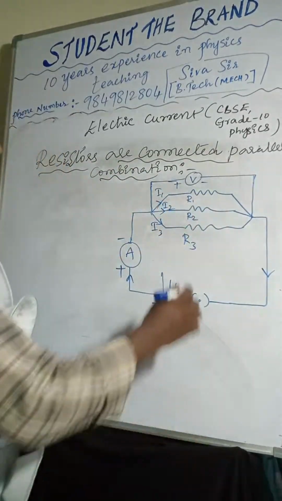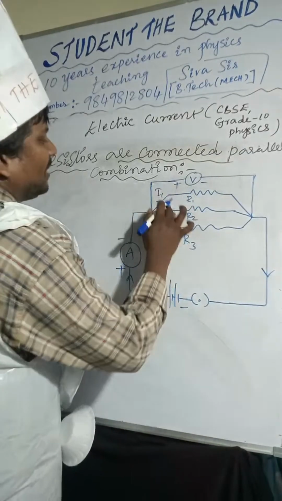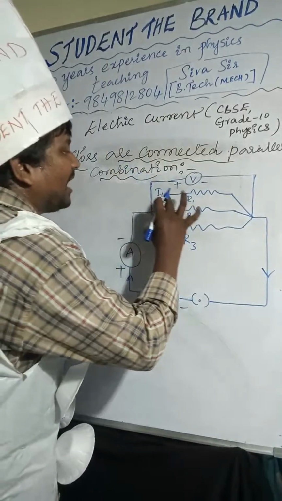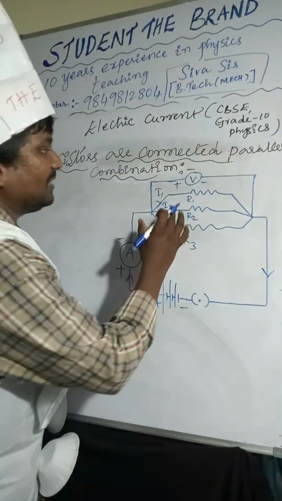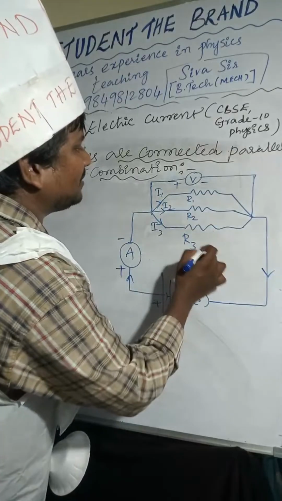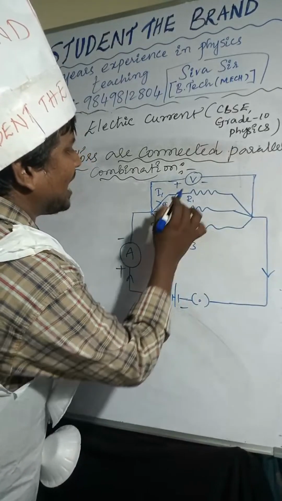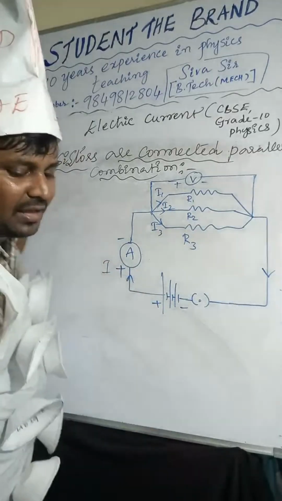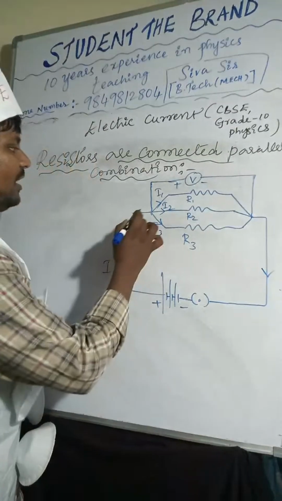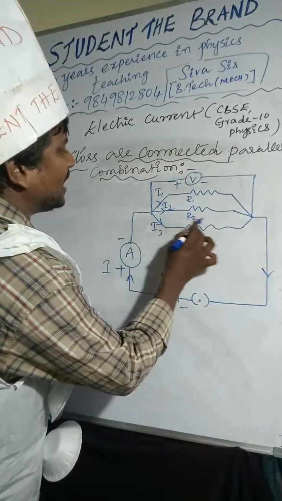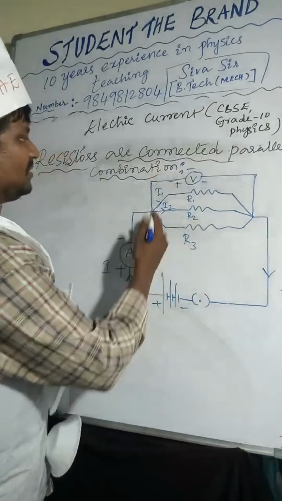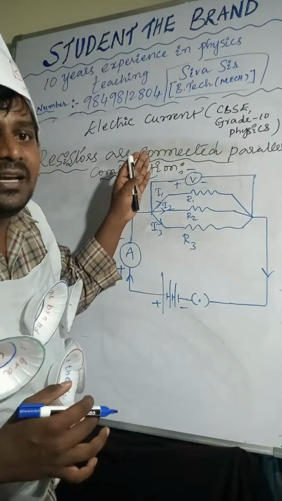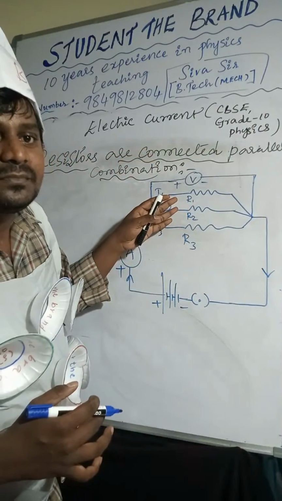Here you are considering R1, R2, R3, I1, I2, I3. Current is dividing in the parallel combination. From the battery, current I is flowing across R1 as I1, across R2 as I2, and across R3 as I3. So the potential difference is the same across the three resistors.